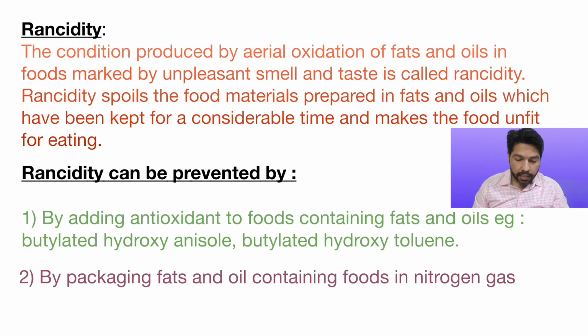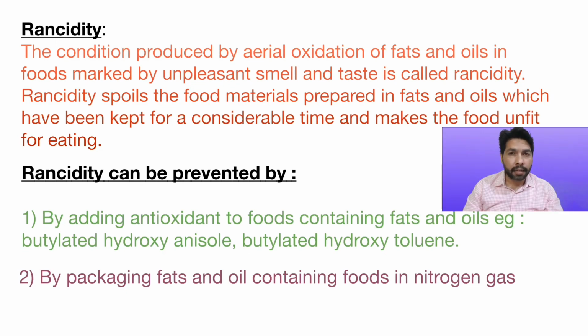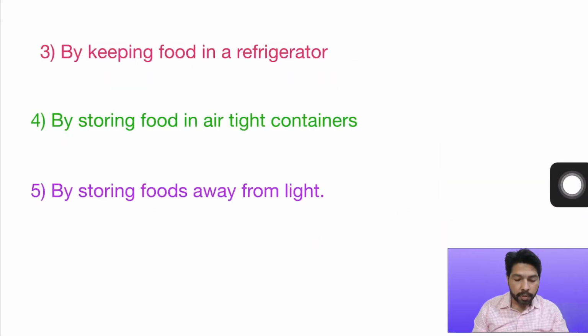Second is by packaging fats and oil containing foods in nitrogen. Nitrogen, you know, is non-reactive at room temperature. That is why nitrogen is filled in, for example, chips packets, so that it does not react with the food that is present in the packets. Thirdly, by keeping food in a refrigerator, that means the temperature should be low. Fourth is by storing food in airtight containers, that means there should be no air. And fifth, by storing foods away from sunlight, that means the temperature should be low.